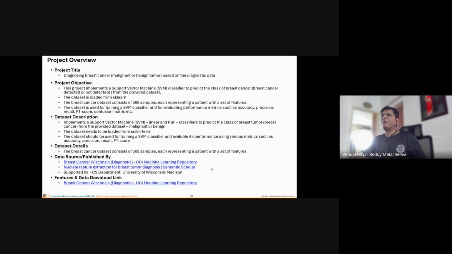So, the project overview: this is to diagnose breast cancer. Cancer is more of a colloquial term, but clinically they are tumors. Cancer is caused by a malignant tumor. A tumor is nothing but a lump. Not all lumps are cancers or malignant.